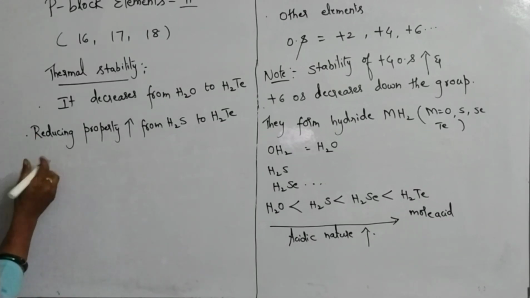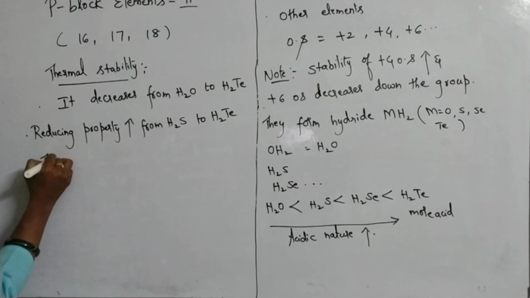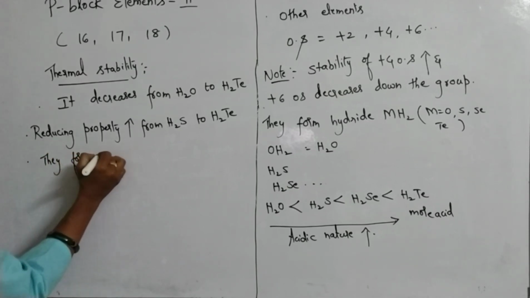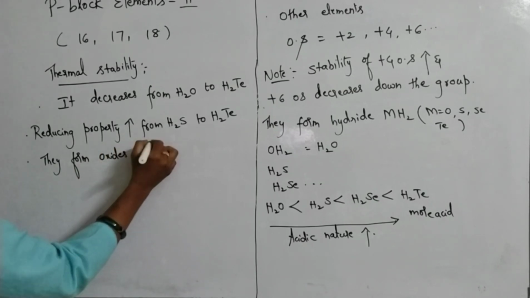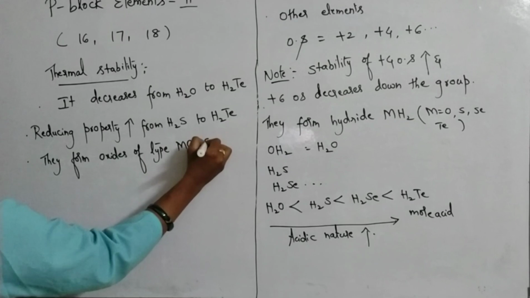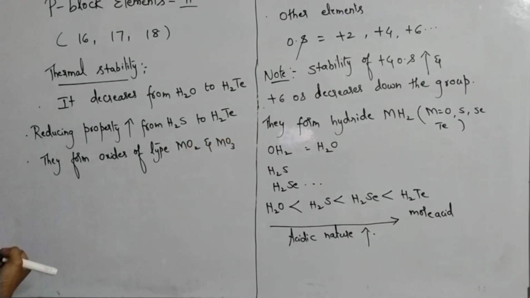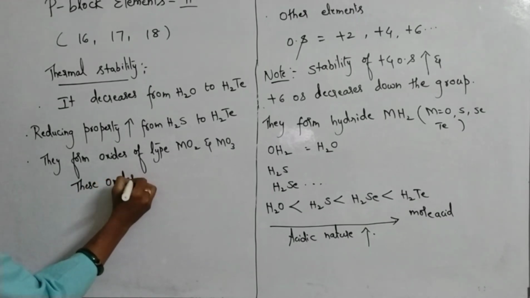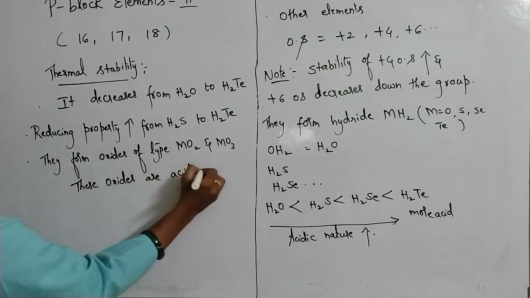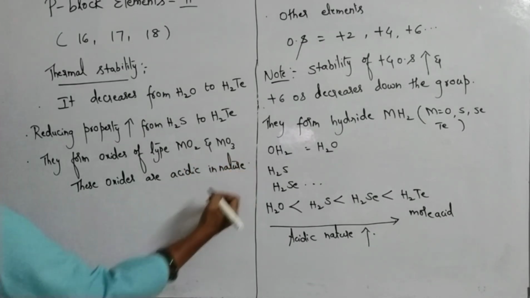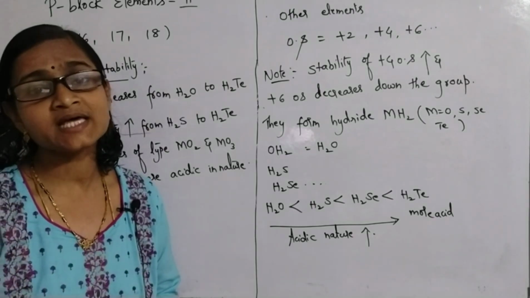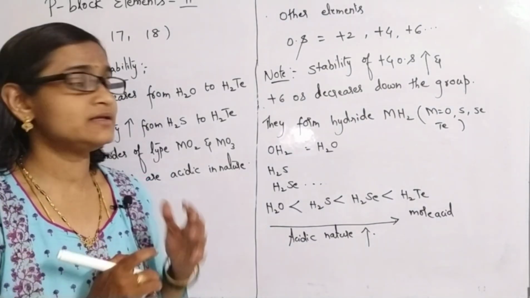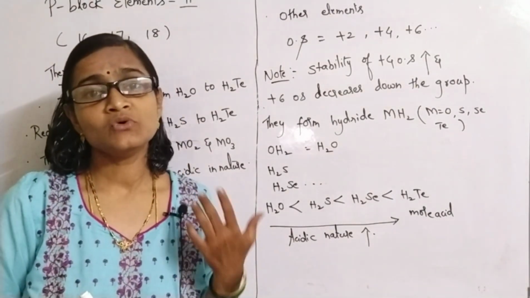See here, the next point you have to remember is: they form oxides of type MO2 and MO3. And these oxides are acidic in nature. Please remember this point. Generally, non-metallic oxides are acidic and metallic oxides are basic.